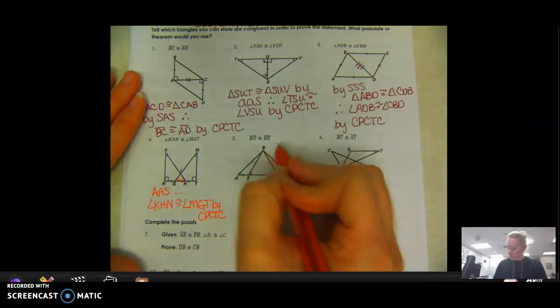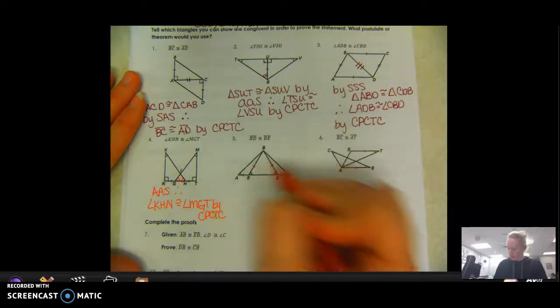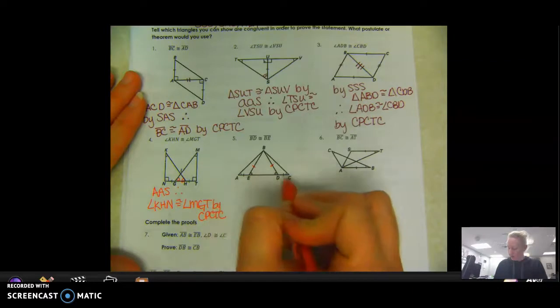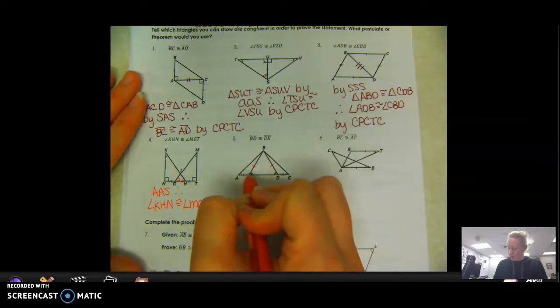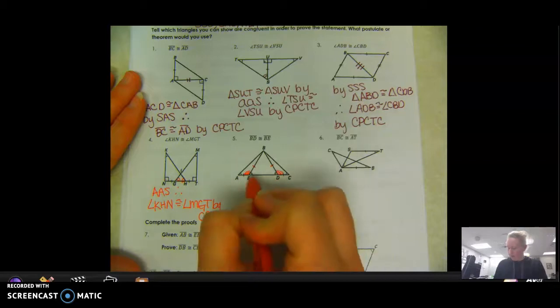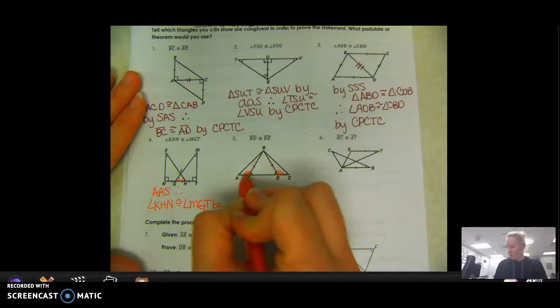This one, BD, they want us to prove that this guy is congruent to this guy, right? Well, we know this angle with this angle, this side with this side. And then this guy would have to be congruent to this guy because they are adding to 180, and these two angles are congruent. So those two angles would then be congruent. So that would be angle, side, angle.